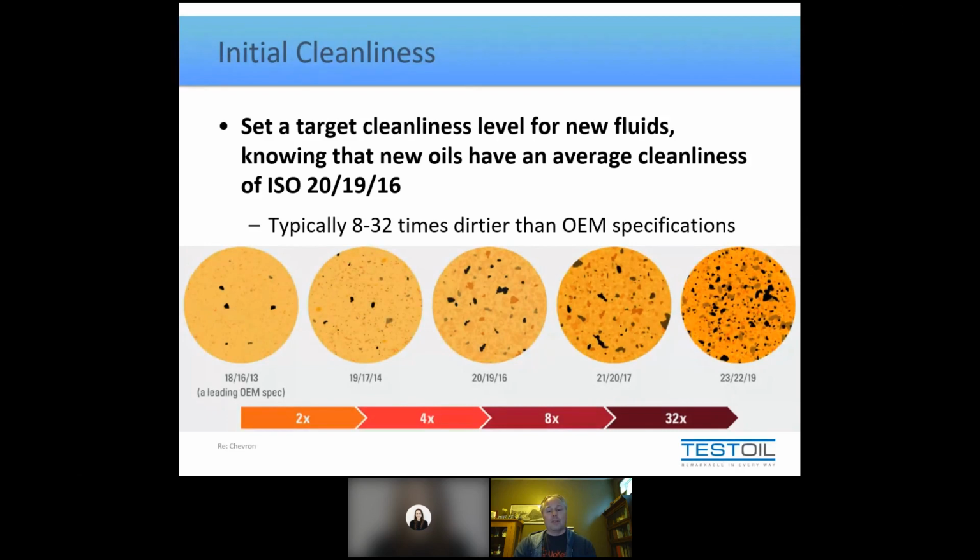It really doesn't matter what type of container, or even if there's a container, and it doesn't matter the volume. This statement still holds fairly true, that the typical cleanliness of new oil, so virgin oil before use, is around an ISO code of 20/19/16, and I'll always suffix that with give or take a code, but 20/19/16, and my point is that ranges typically to about 8 to 32 times dirtier than any OEM will recommend as the cleanliness for the lubricant in the running system.